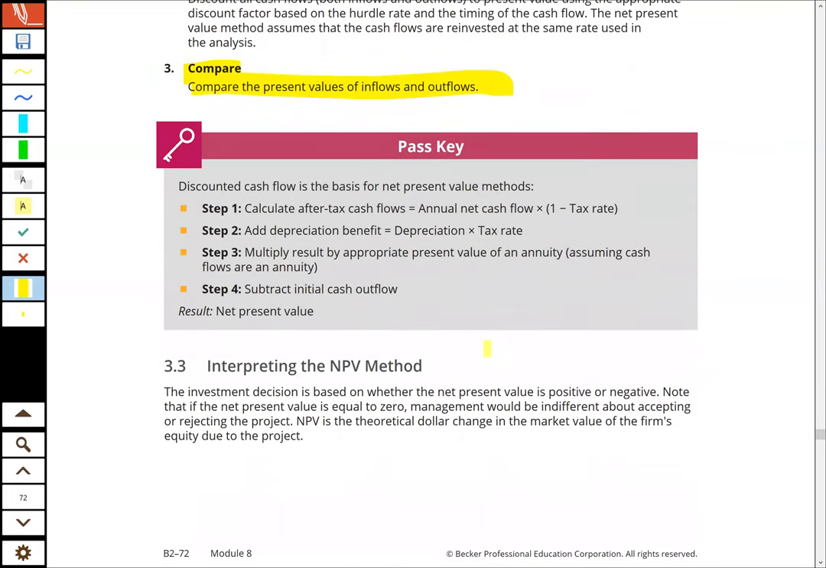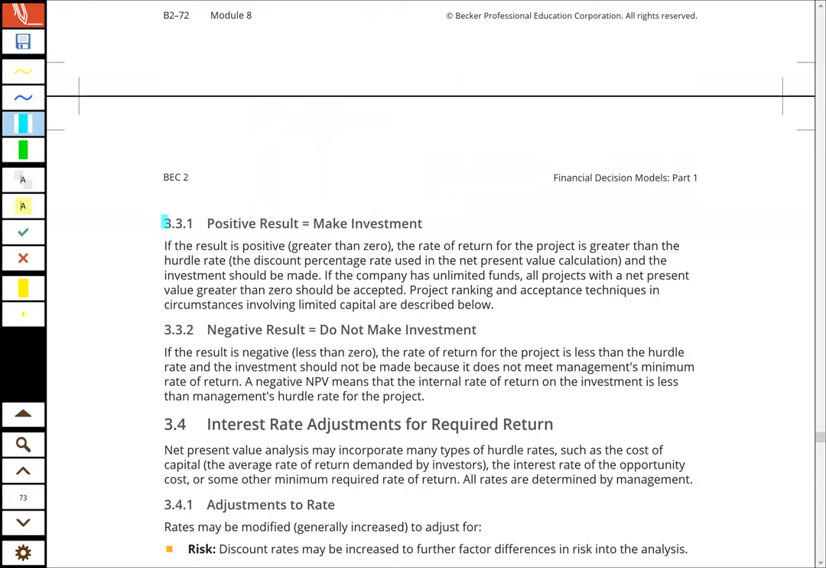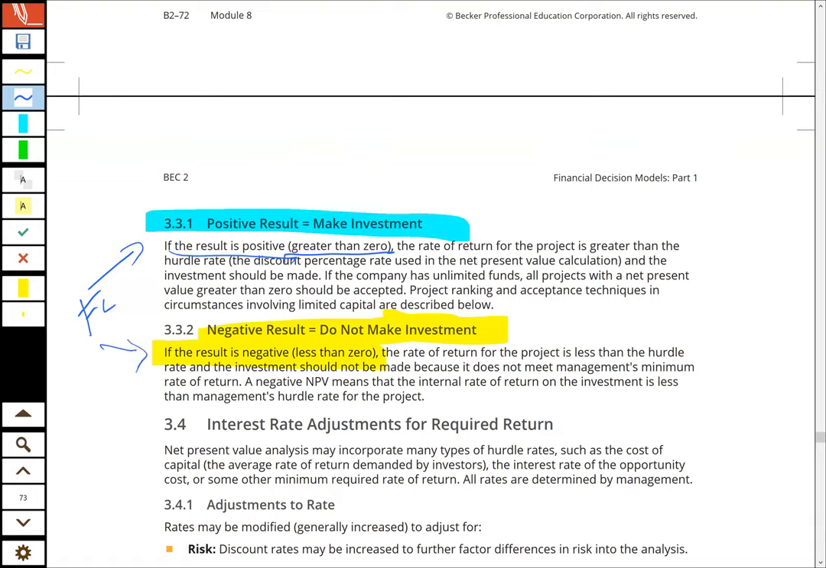Let's look at what the book says about what I just said. Interpreting the net present value method. If you feel you need the flashcards, they will be optional. I think you just know this because you're an accountant and accountants walk around with this kind of stuff in their head. A positive result equals make the investment. The result is positive, greater than zero, or zero. Zero means you're getting exactly that return. So zero or greater, accept the project. Negative means it is less than zero, and that means you would reject the project under the net present value method.